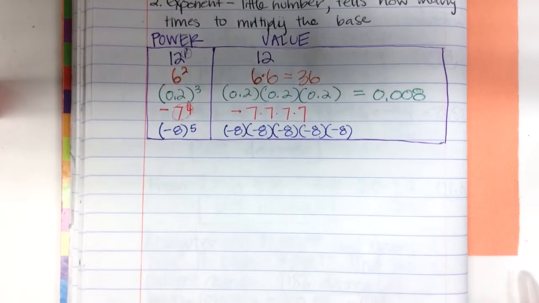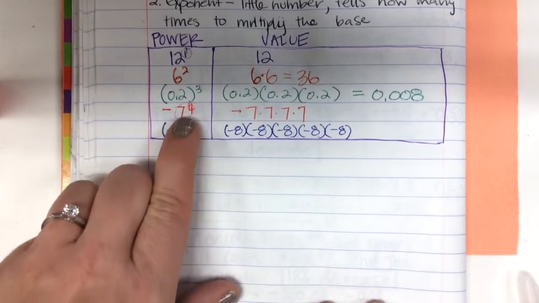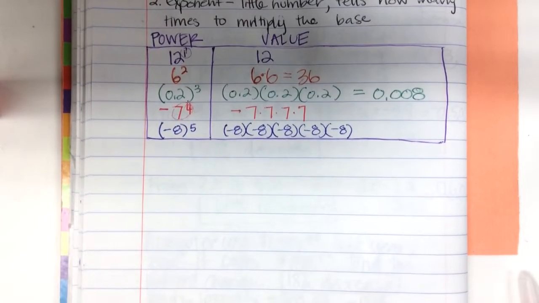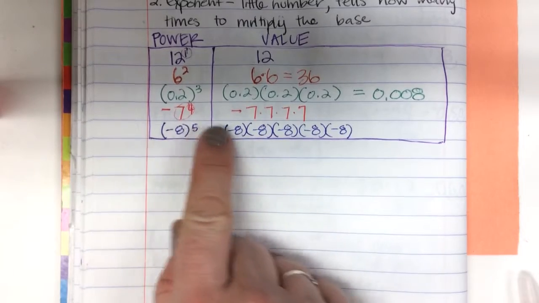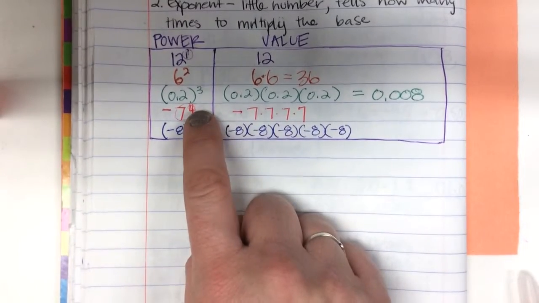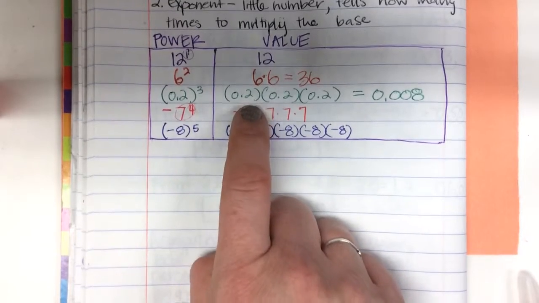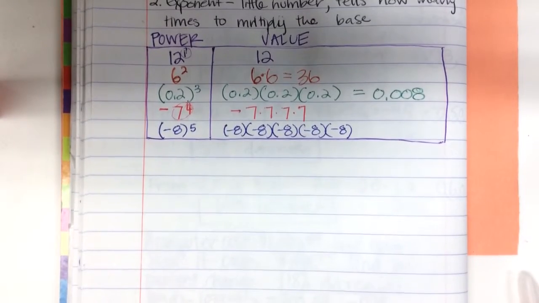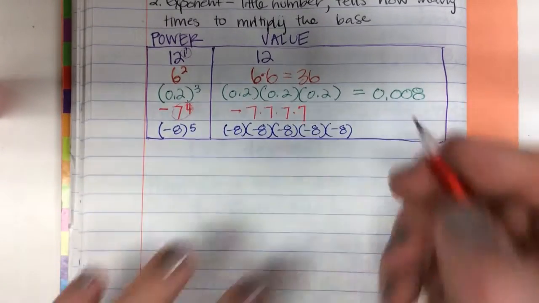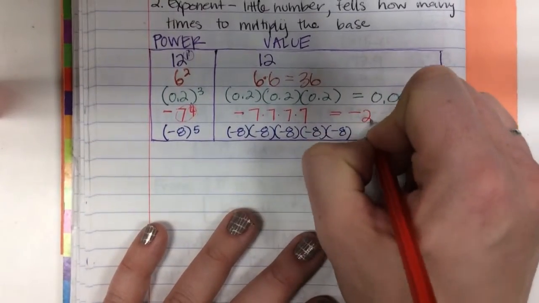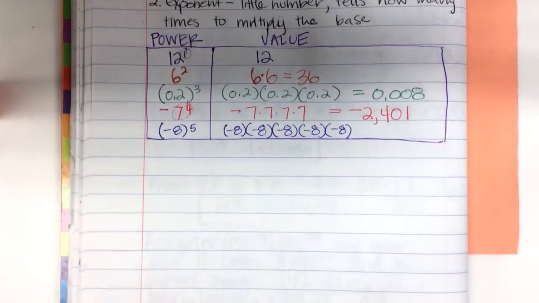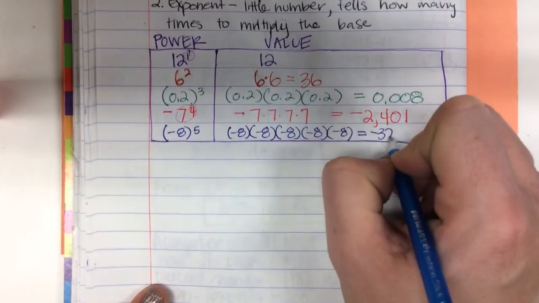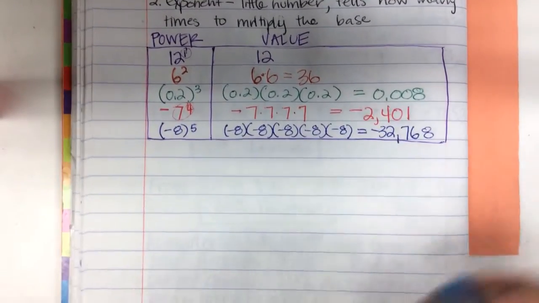There is a difference between having parentheses and having no parentheses. If it touches the parentheses, that means the whole thing repeats. If it just touches the number, that means only the number repeats. And there's a negative out in front. This gives us an answer of negative 2,401, and this gives me an answer of negative 32,768.